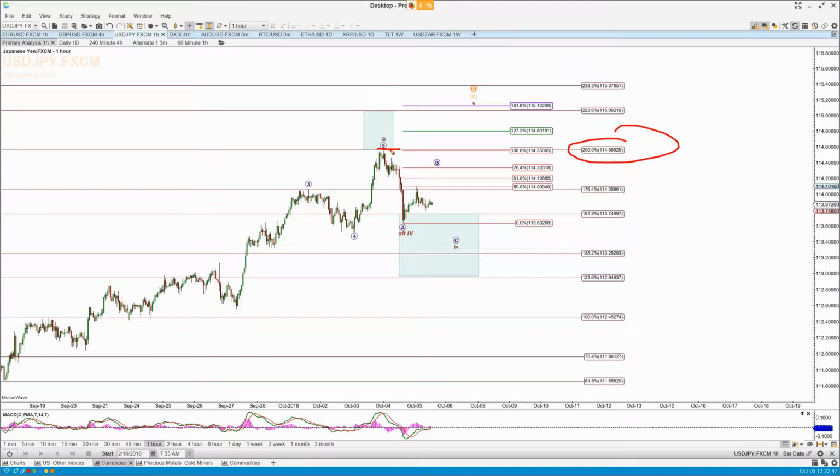And then the US dollar Japanese yen, we hit this 2.0 extension here for the top of the 3. I think this is an A wave down. I don't think it's all of the 4. A, B, C for the B is what I'm looking for.